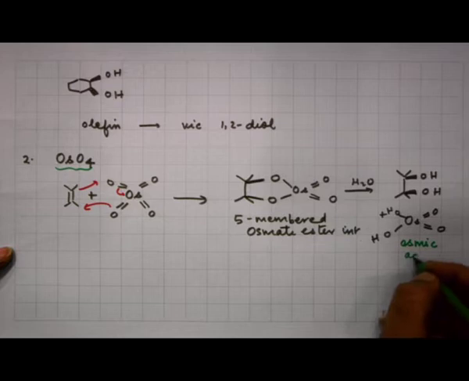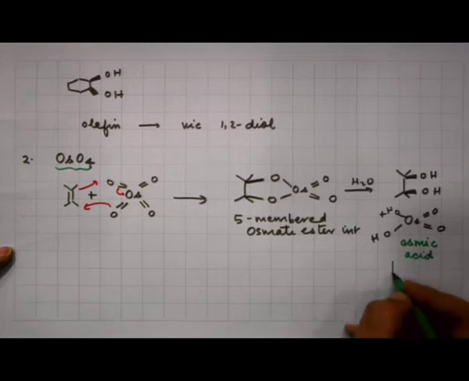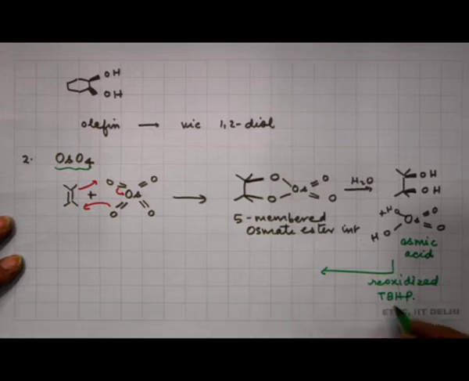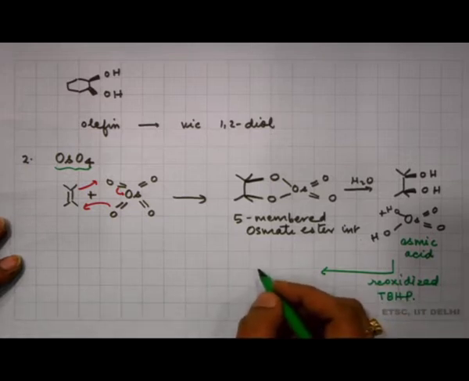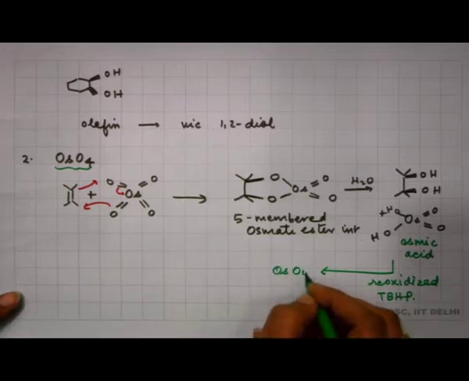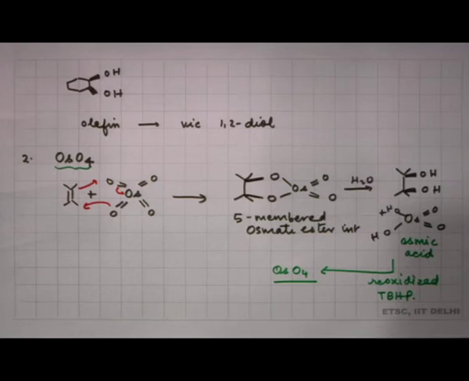So, you get the osmic acid, the reduced form, which is further reoxidized in the presence of the co-oxidant TBHP, which had been added to the reaction mixture. So, TBHP works as a co-oxidant and oxidizes the osmic acid back to OsO4. So, these are the two reagents which carry out the syn dihydroxylation of the olefins.